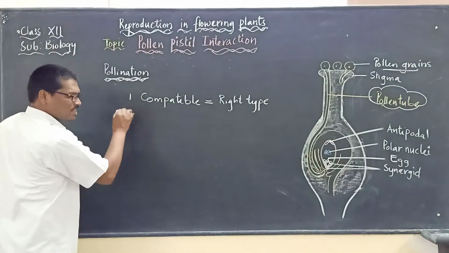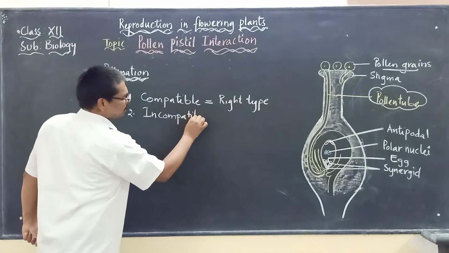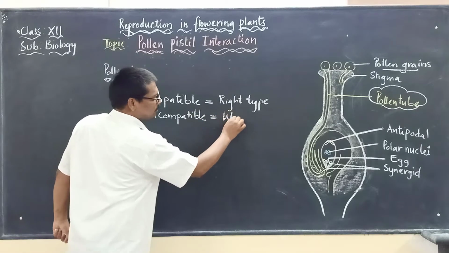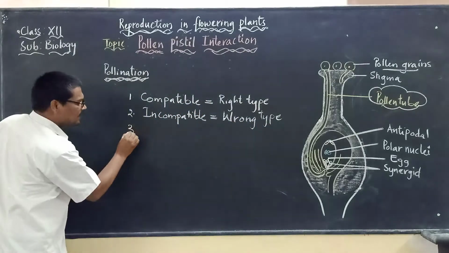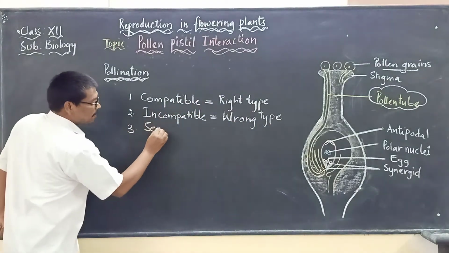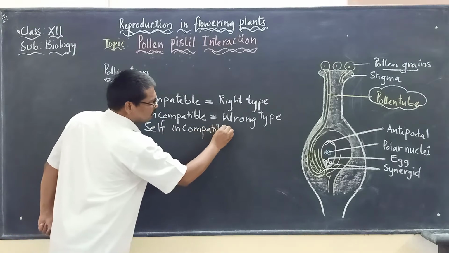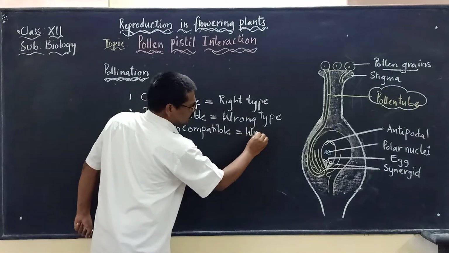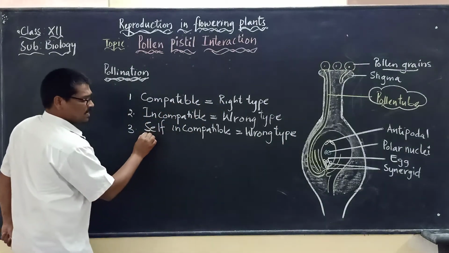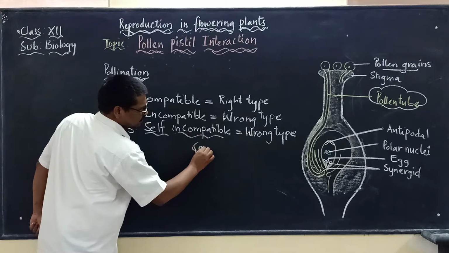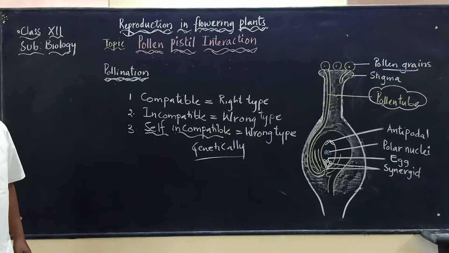The second type of pollen grains we can say as incompatible, which means the wrong type of pollen grains. And the third type can be self-incompatible. This is also the wrong type only, but self-incompatibility is based upon genetics, which we are going to discuss.